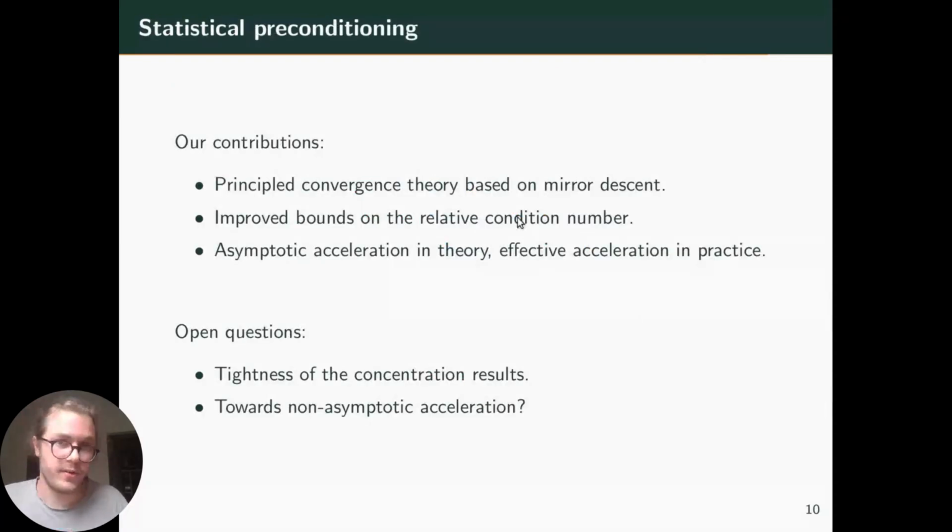So our contributions are the following. We presented a principled convergence theory based on mirror descent. We show improved bounds on the relative condition number, and we have a theory for asymptotic acceleration, but we showed that it's actually quite effective in practice. So there are some open questions. One is the tightness of the concentration results, and the other one is whether it's possible to prove non-asymptotic acceleration in some specific settings, because it's actually impossible to prove it in general. There's a negative result.